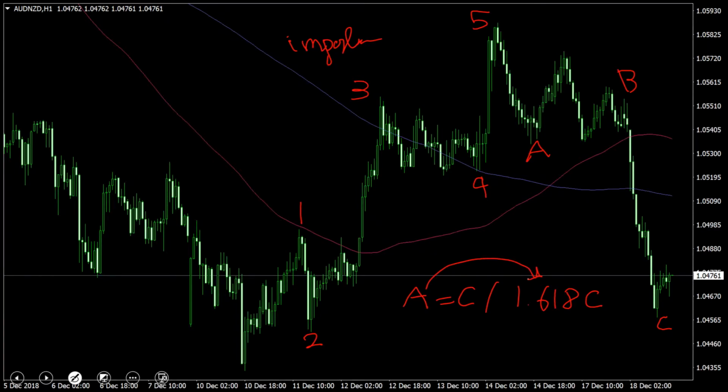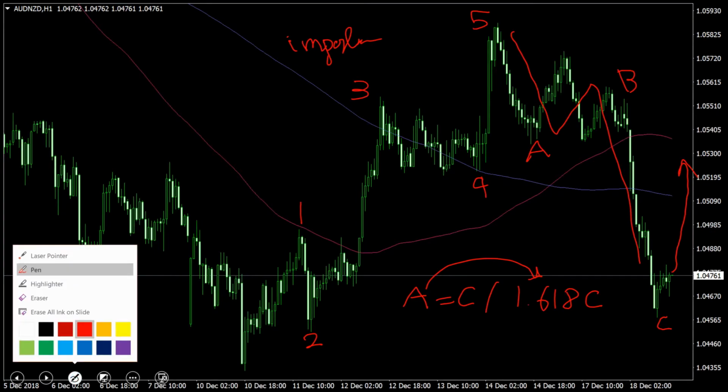So the C wave actually is 1.61 times the A wave, or vice versa can also happen. So over here, I can count this as probably an ABC zigzag correction. What happens after a zigzag correction? Usually another advancement follows. This is one of the probable counts that you can do.